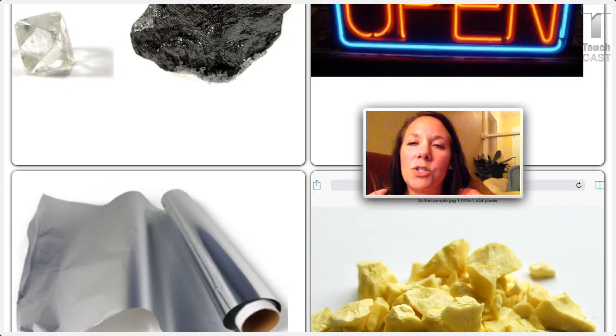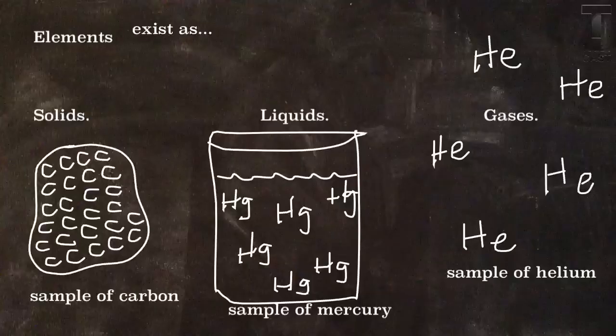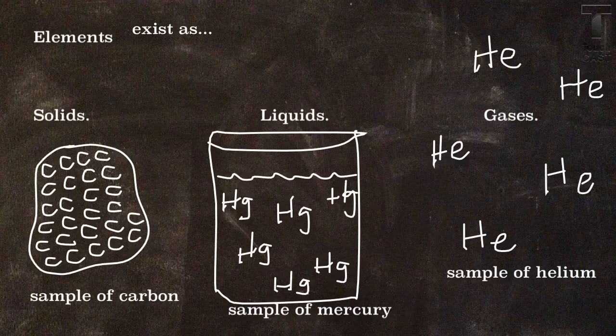So what exactly do I mean by element? Well, an element is the purest form, as I've said, of matter. Nothing else makes it up other than atoms. Well, you know after this last week that elements exist as solids, liquids, and gases. So let's take a look at what that means as far as elements go. So elements exist as solids, liquids, and gases.